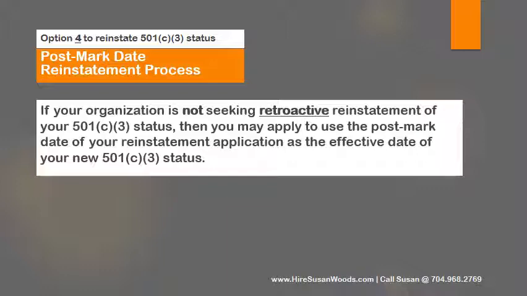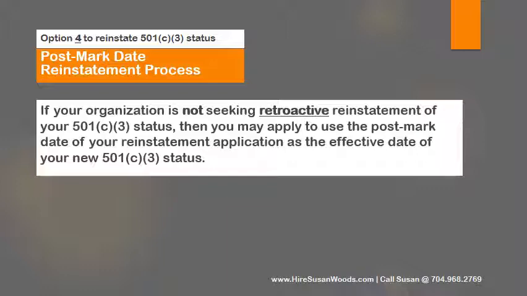All of the other ones, option 1, option 2, and option 3, are for people who want to go back to their revocation date. They want to go retroactive back to 2006 or whatever the date was. That's why they're going through so many steps, to get that retroactive date back. They want their new reinstated status to reflect the original date on which they were given the 501c3 status. But if you don't care about that, then use option 4, which is the postmark date reinstatement process.